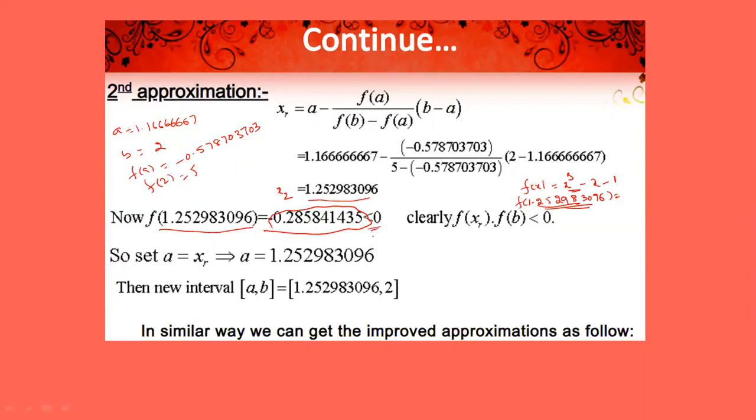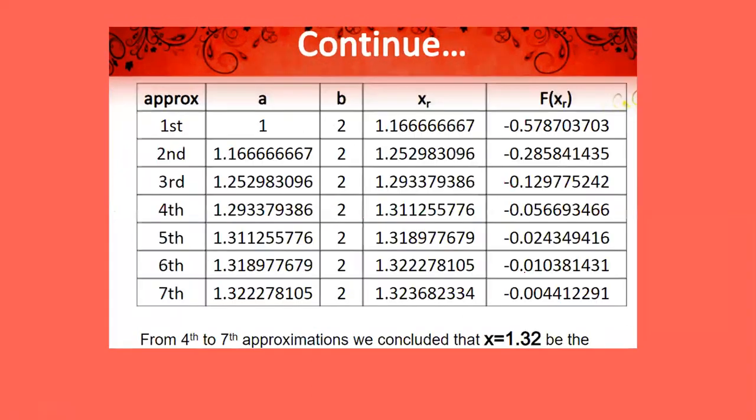So again the root lies between a and b. What is your a here? 1.2529833096. And what is your b? 2. So what you have to do is always find the value and choose an interval where for one value it is less than 0 and for the other value it is greater than 0. Like that you have to choose the interval and apply the same formula. In the place of a, you replace with this value, and in the place of b, you replace with 2. So these iterations you will get.